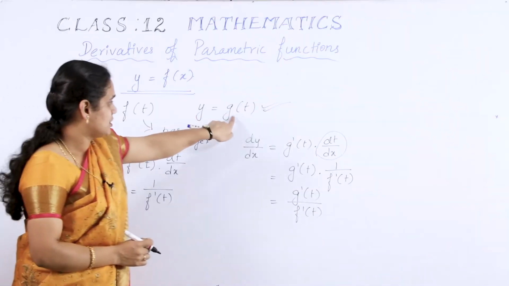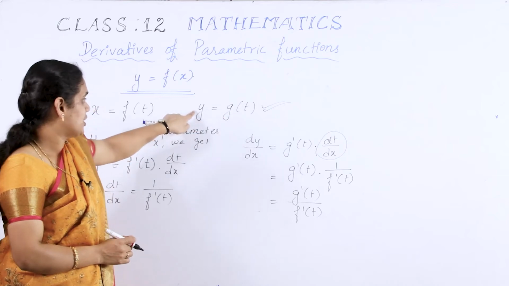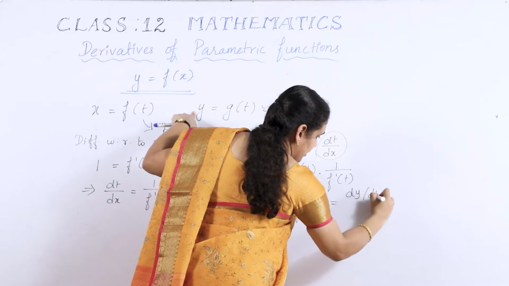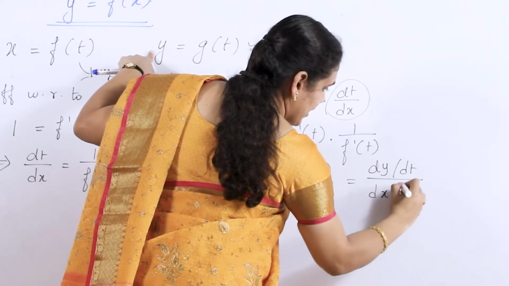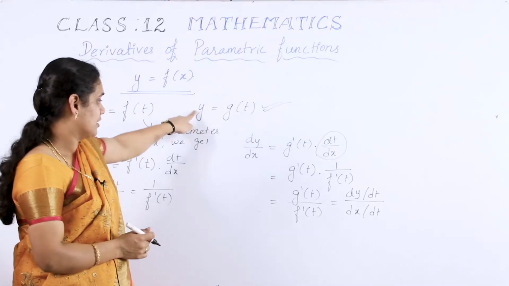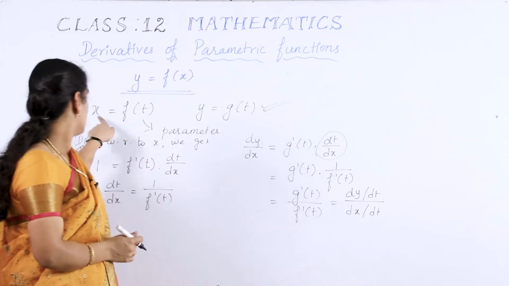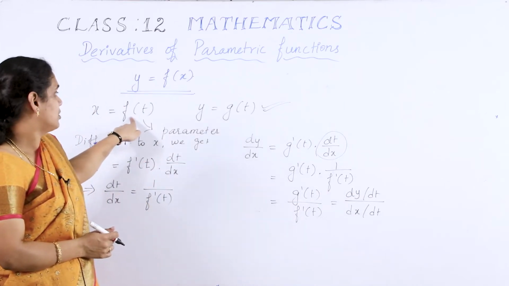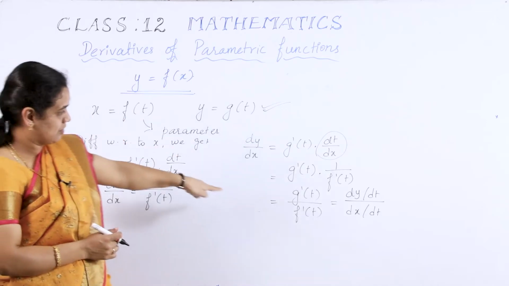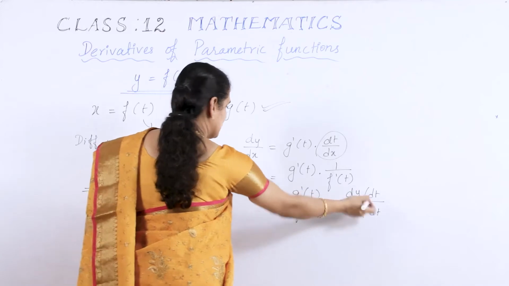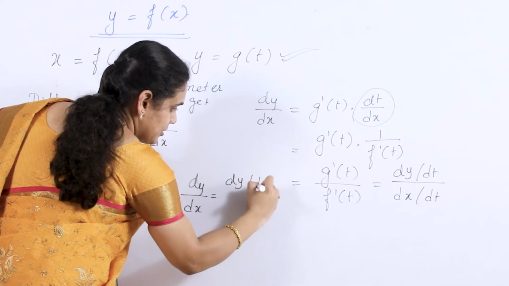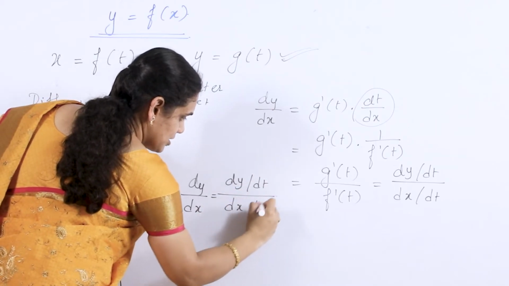Otherwise, when we differentiate x and y with respect to t, we get dy by dt divided by dx by dt. We get g dash of t when we differentiate y with respect to t, that's why dy by dt, and f dash of t is got by differentiating x with respect to t, therefore dx by dt. If we can remember only this part, that will do. dy by dx equal to dy by dt by dx by dt.